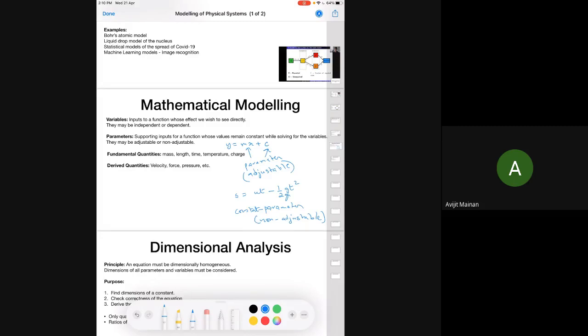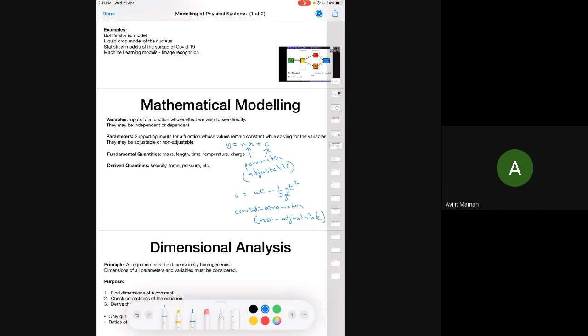Okay. And among these variables, you have some fundamental quantities. So some properties of matter which have been decided to be fundamental. And these are mass, length, time, temperature, and charge. So this is sort of from the point of view of dimensions. So these are unique dimensions which are independent and cannot be derived from each other. So we have 5 of them: mass, length, time, temperature, and charge.